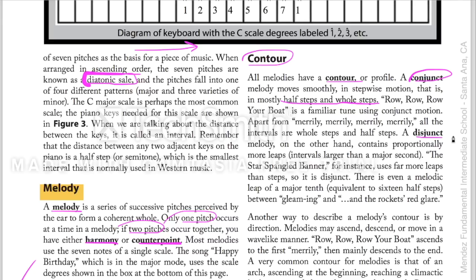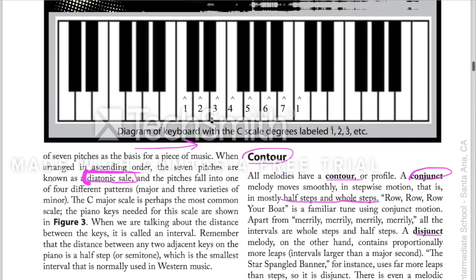What they mean by conjunct and disjunct, if you look at the piano keys above, is that when you're doing conjunct, you're basically pushing this key and then this key and then maybe this key and this key, but you're doing it in half steps, right? So from here to here, you're staying within this area. So that's a conjunct melody.